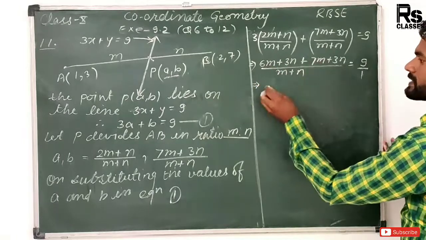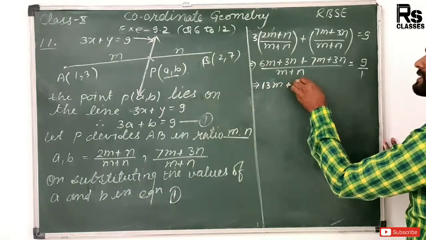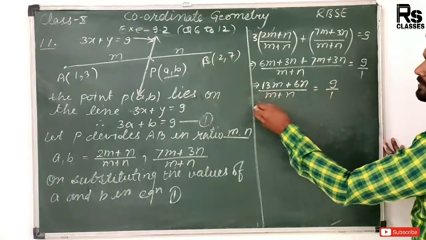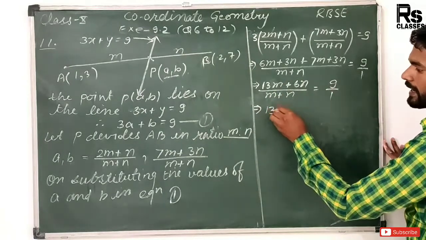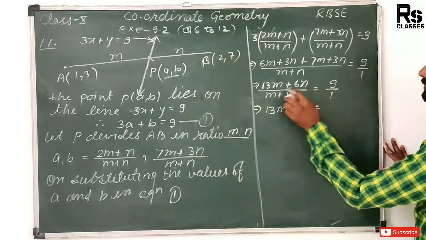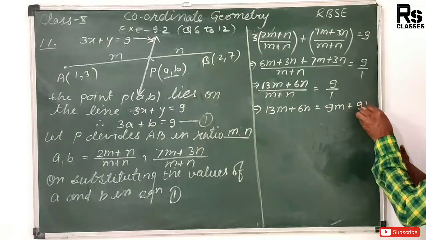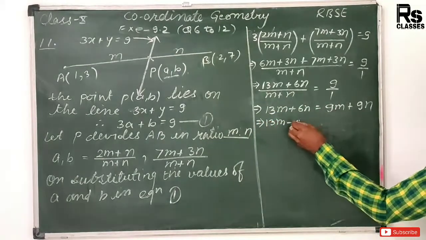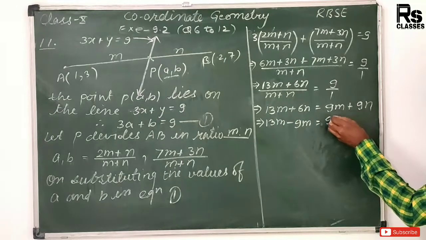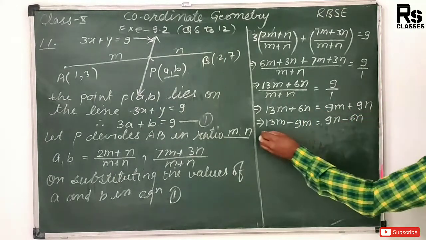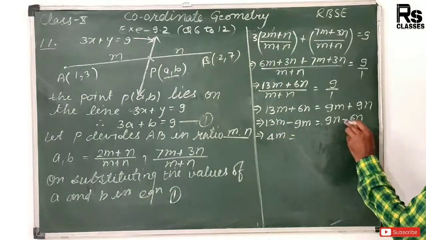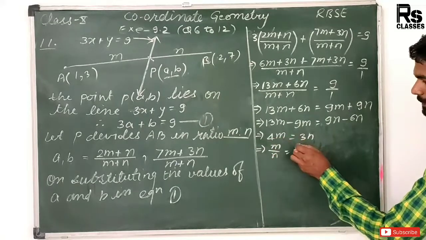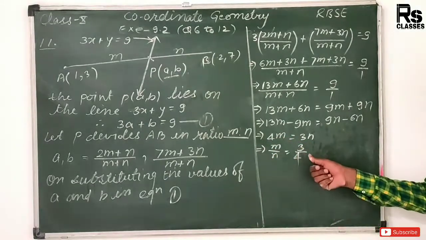Simplify this. 6m plus 7m, 13m plus 6n upon m plus n is equals to 9 upon 1. Cross multiply, then by 1, 13m plus 6n is equals to 9m plus 9n. Transpose the like values. So 13m minus 9m is equals to 9n minus 6n. 4m is equals to 3n. Then m upon n is equals to 3 upon 4. Ratio is 3 upon 4.